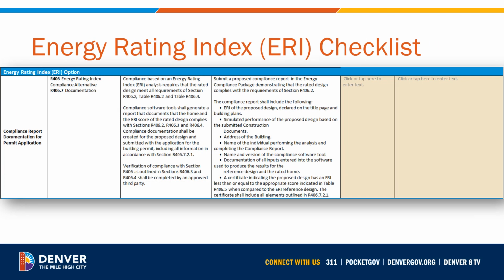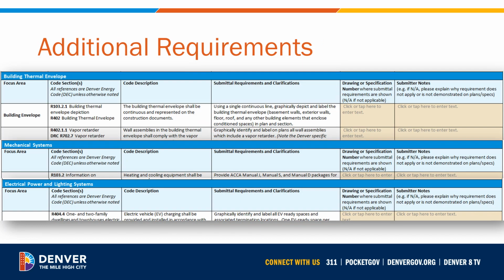The last checklist to highlight is for the Energy Rating Index compliance option. Any project pursuing the ERI pathway must submit this checklist as well as the compliance report from the energy rater. The report must show that the proposed design has an ERI that meets the requirements of the Denver Energy Code Section R406. Be sure to check that you are submitting all required items and clarifying where they can be found in the permit set as called out by the checklist to help minimize comments and expedite the review process.